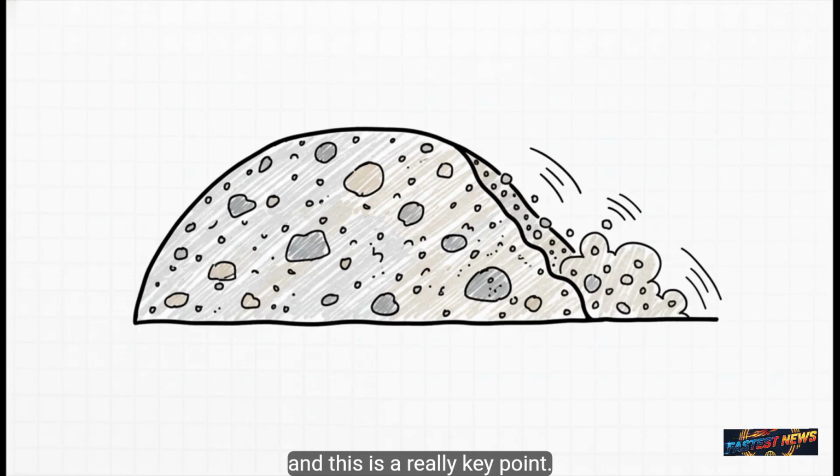And this is a really key point. The Shiwaliks are the youngest of the three. They're not made of that hard pressure-cooked rock. Instead, they're made of loose, unconsolidated sediments. We're talking sand, silt, gravel, basically all the stuff that's washed down from the higher Himalayas over time. And because of that, they're geologically unstable and very prone to landslides.